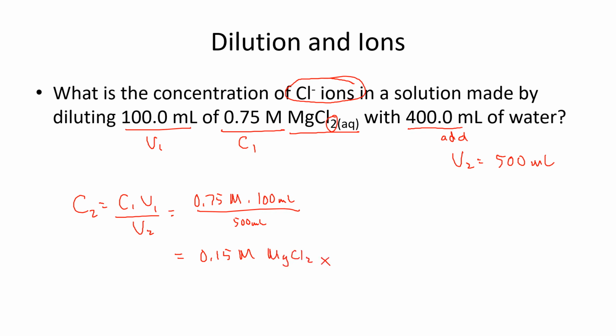Now, if you want to get to the concentration of chlorine, we've got to multiply by the number of chlorine ions for every magnesium chloride, and there's 2 of them, right? So to finish this off, we're going to multiply by 2, and we'll end up with 0.30 moles per liter, and this time it's chlorine ions, because these 2 will cancel out.